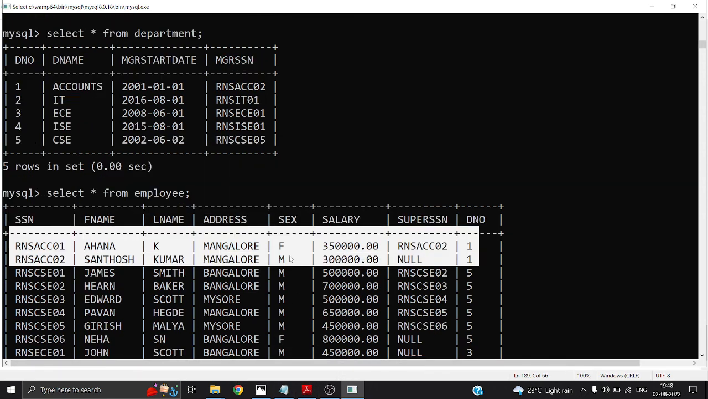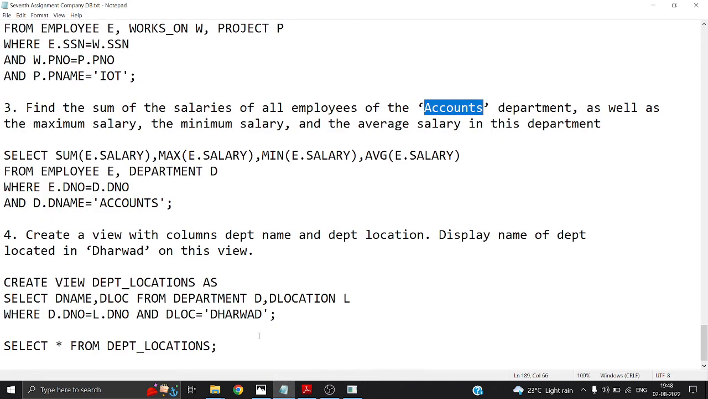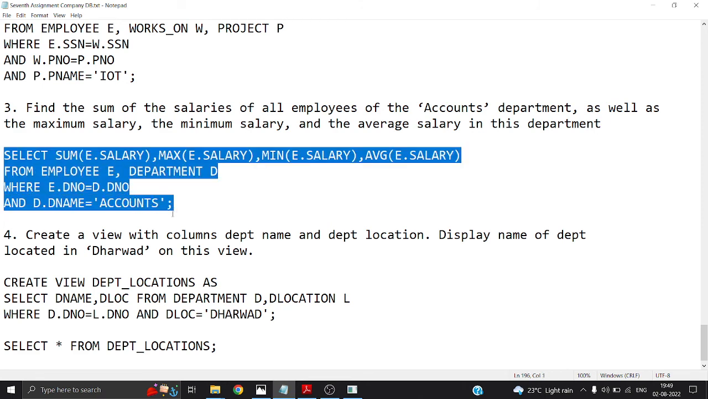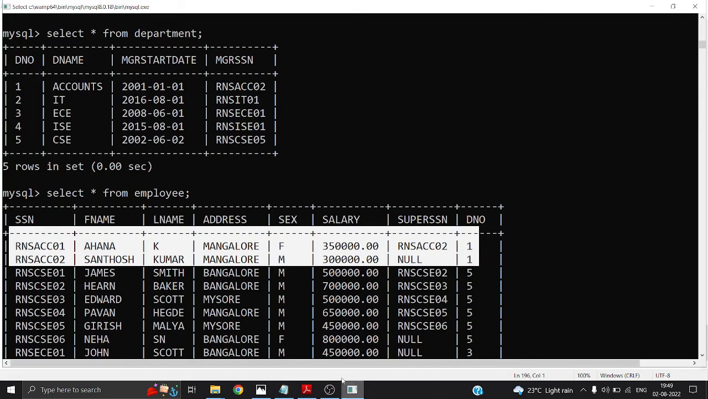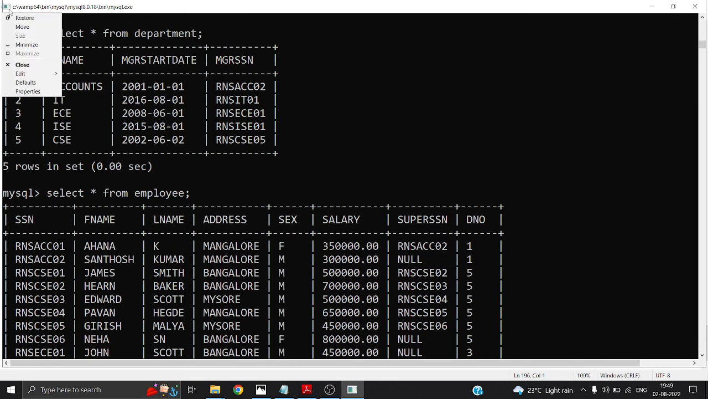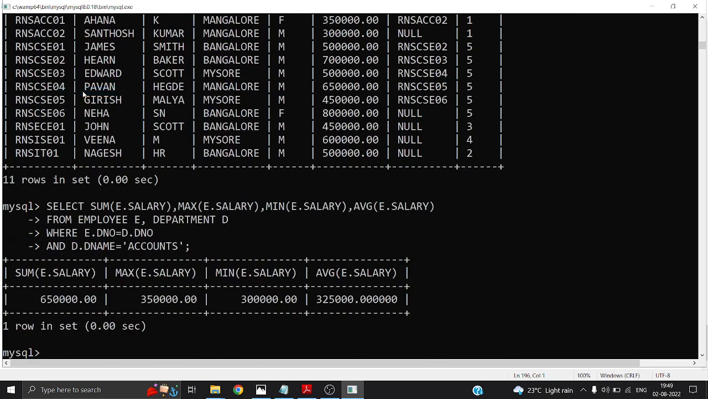To get the output of this, we are supposed to refer to these two tables, employee and department. In these two tables, the common field is what? That is department number. So that's why we have taken the condition as d dot department number equal to e dot department number, and the condition is d dot dname is for accounts. As we are referring only these two tables, this is the query. So when we execute that query, we will get an output as sum, max, min, and average salary. So this is the expected output for that query.